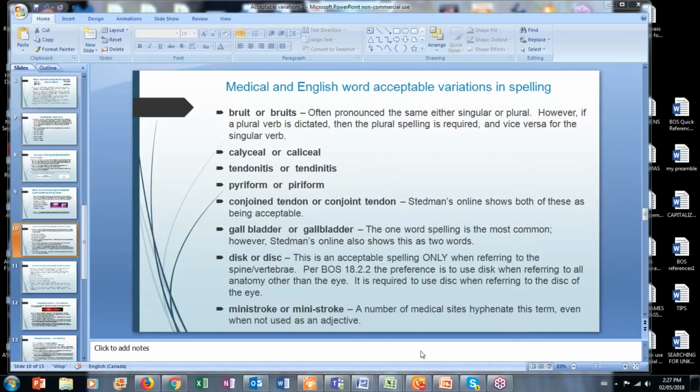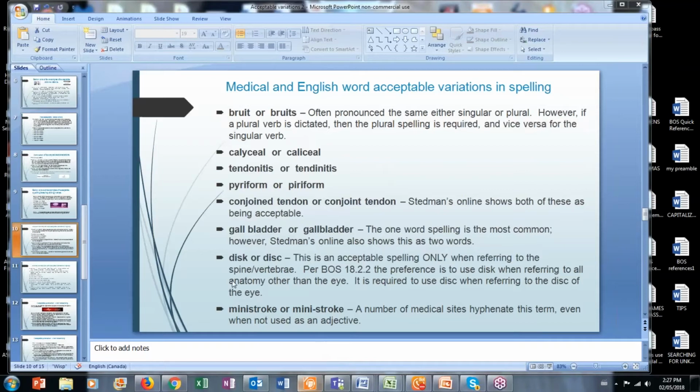Exactly. Sometimes you can hear some dictators will say bruits, others won't. They just say bruit. So if you can't tell, we accept it both ways. However, if it's a singular verb, we will not accept it as a plural, and vice versa. If it's a plural verb dictated, we won't accept it as singular, just like we wouldn't any other word.